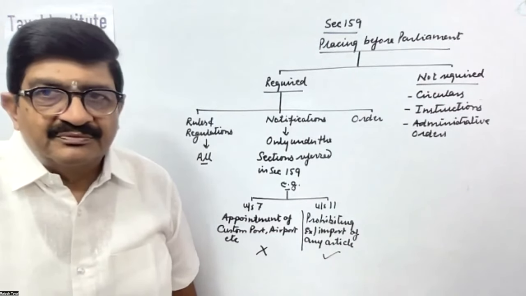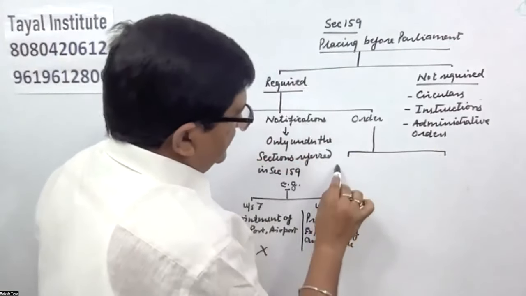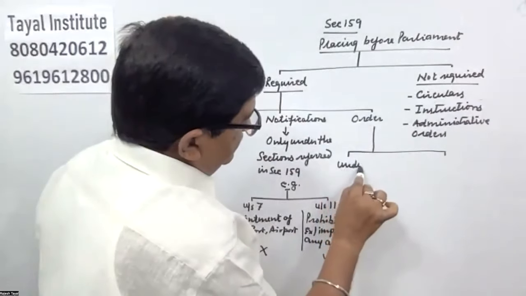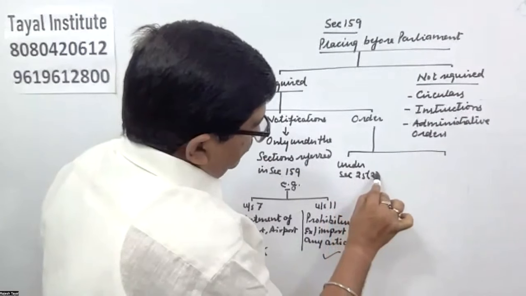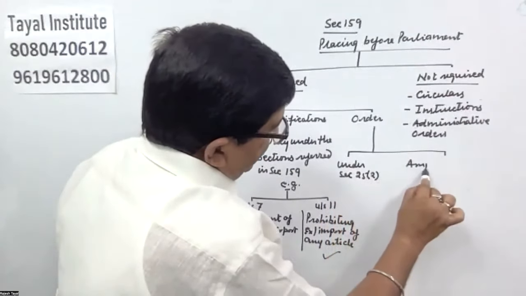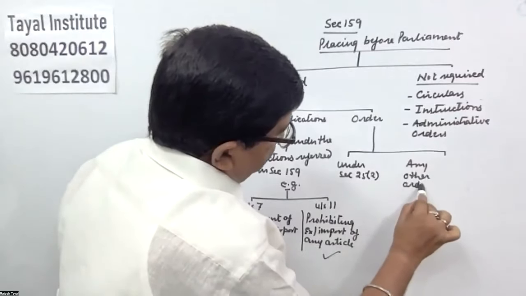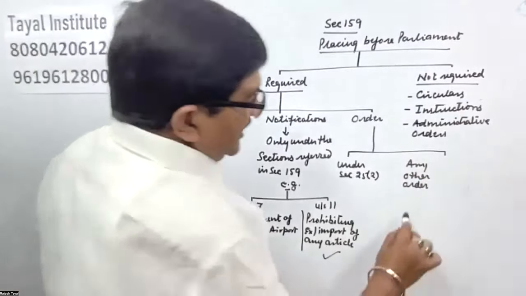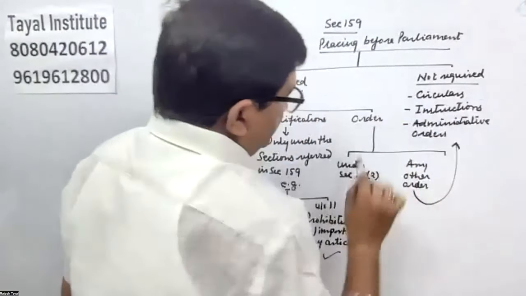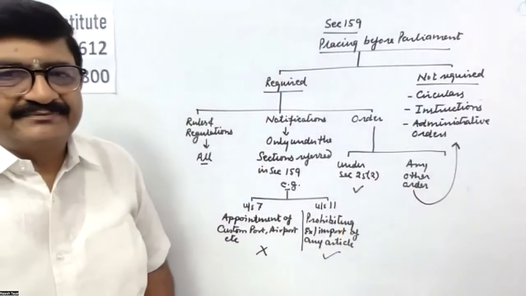Okay. Now, orders, again, I can divide this in two parts. Under section 25, subsection 2, and any other order. So, any other order will go here, and this is required.